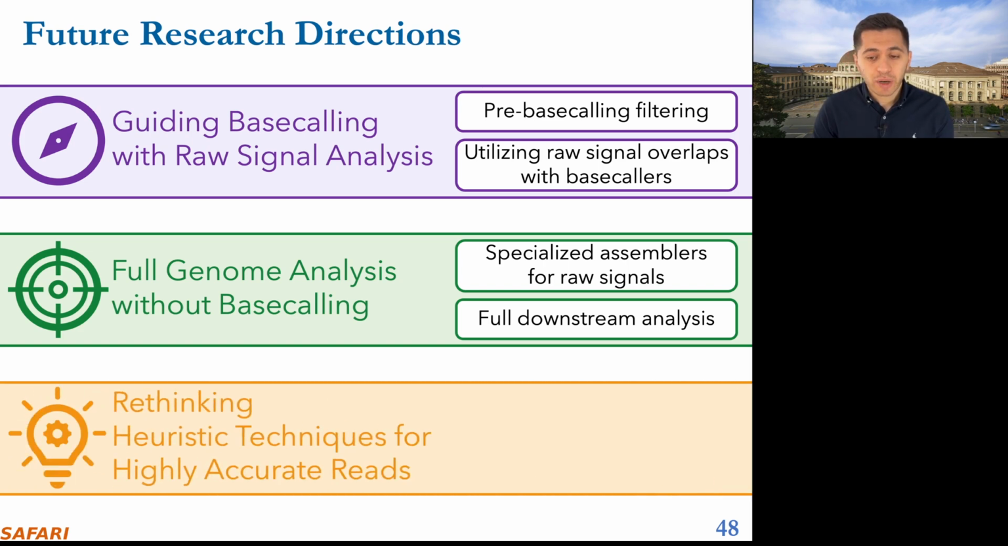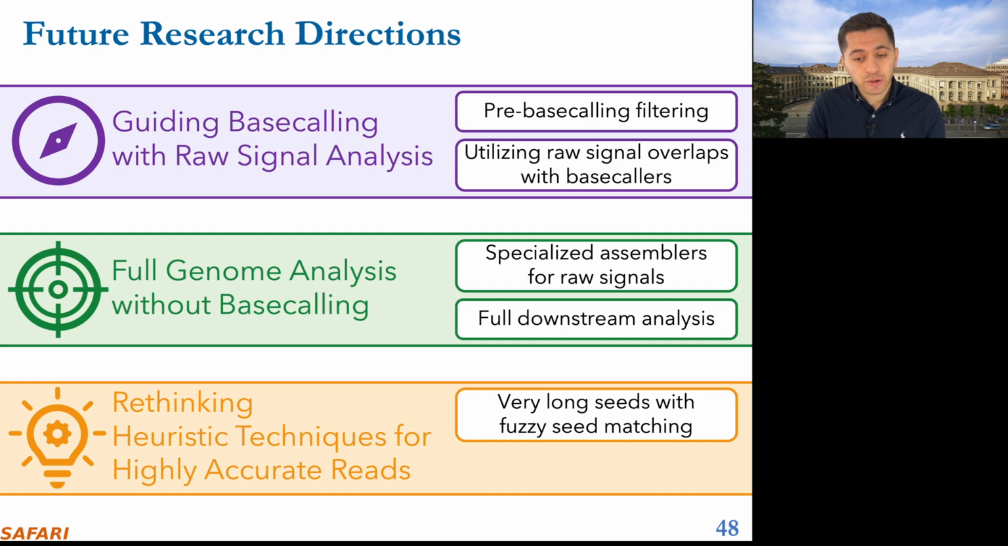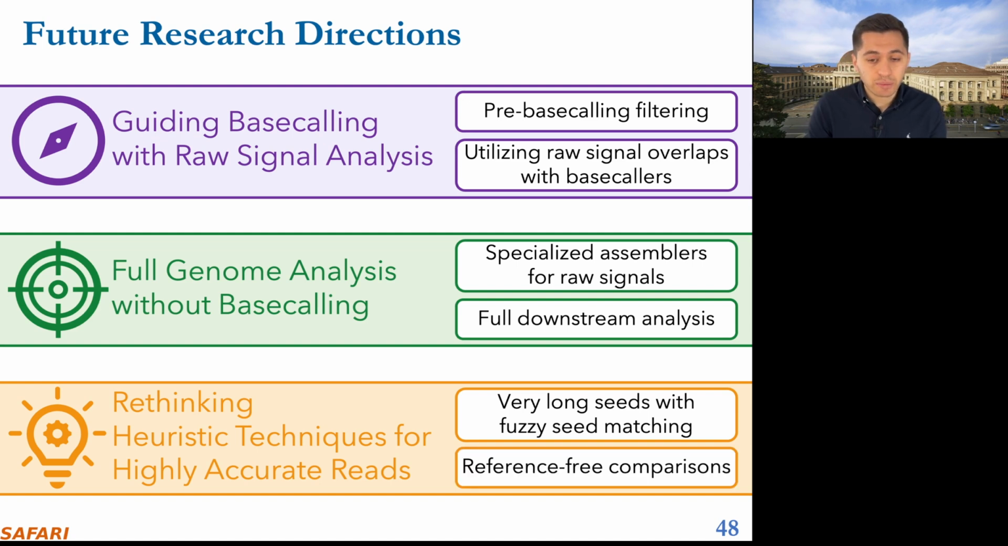Third, to improve the performance and accuracy of read mapping, we should rethink heuristic techniques in read mapping as generating highly accurate reads becomes a common practice, by using very long seeds with fuzzy seed matching capabilities and enabling reference-free comparisons through accurate de novo assembly constructions.